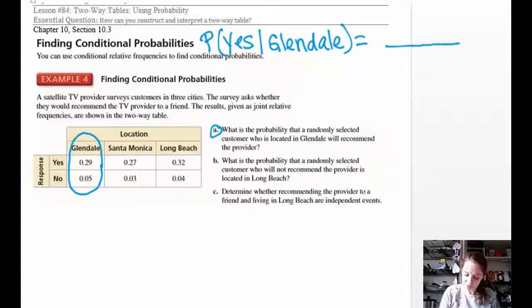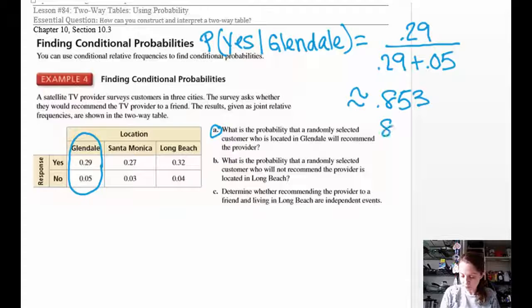That means the denominator is going to be 0.29 plus 0.05. And given Glendale, that they will recommend the provider is 0.29. And so when I rewrite that as a decimal, I get approximately 0.853 or 85.3% that a customer who is located in Glendale will recommend the provider.